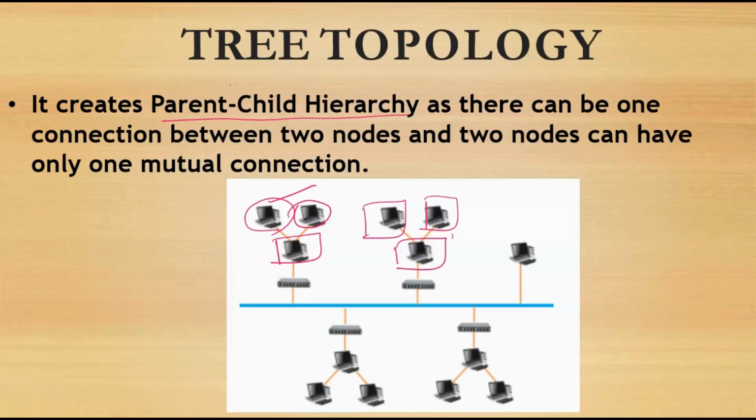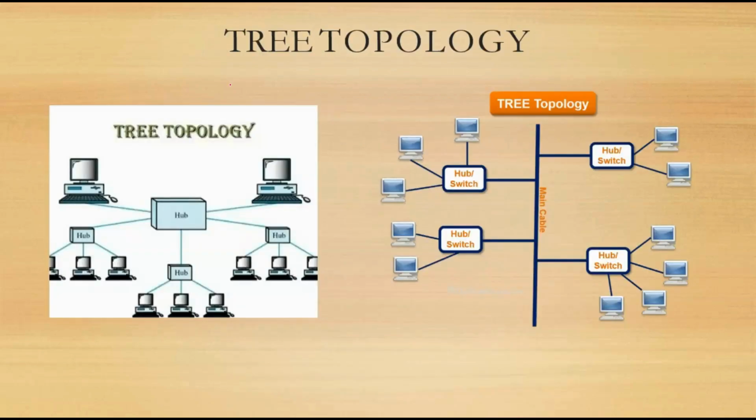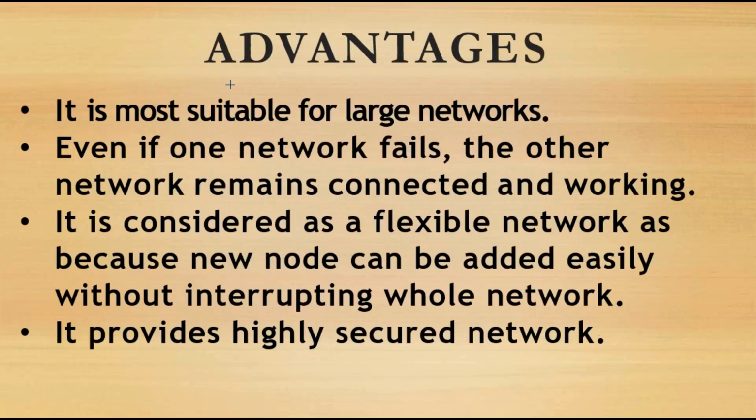All these are connected to one bus topology. This is the backbone. So it is a combination of bus and star topology. This simple part is a star topology, and this is the bus topology. See here, we have a hub or a switch connected to two nodes, and the main cable acts as the backbone, as in the bus topology. So we can clearly see it is a combination of both star and bus topology, which is why it is called star bus topology.